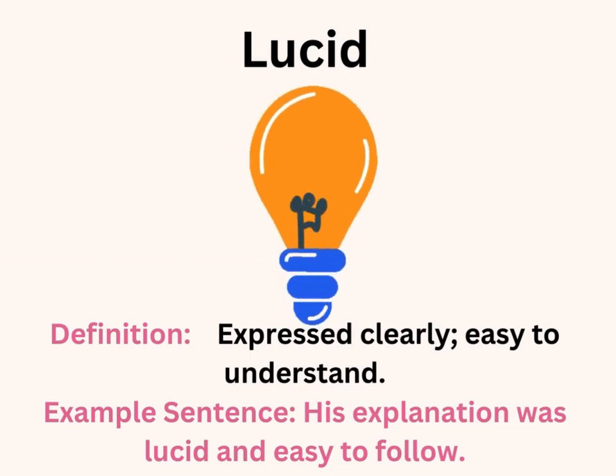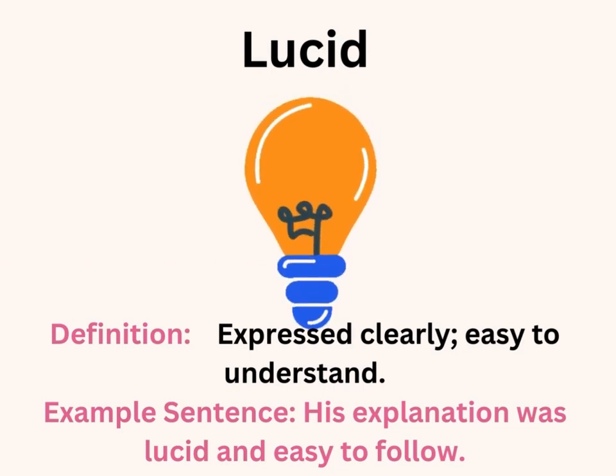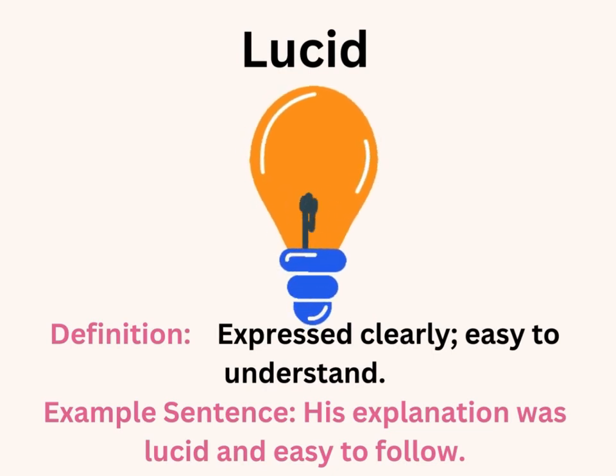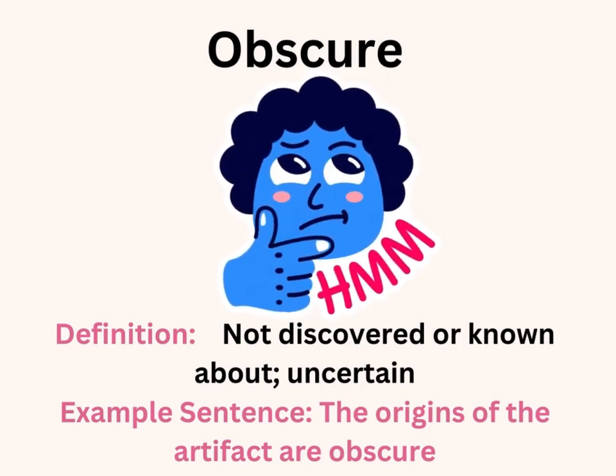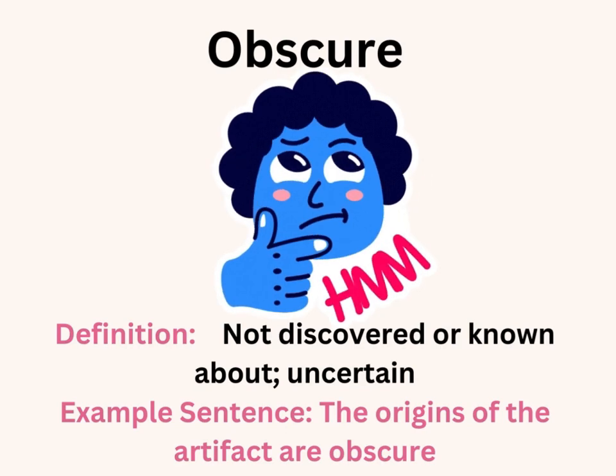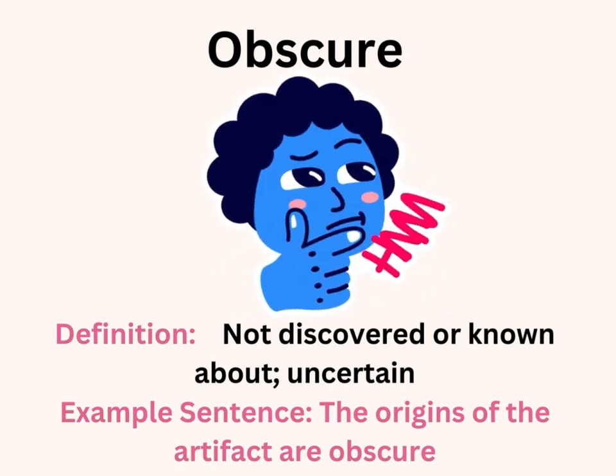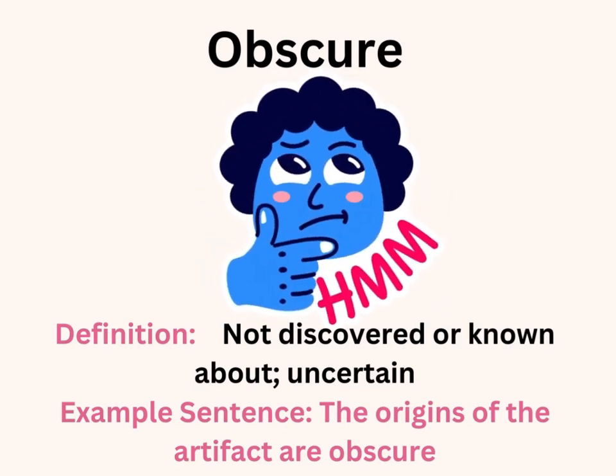Lucid. Definition: expressed clearly, easy to understand. Example sentence: his explanation was lucid and easy to follow. Obscure. Definition: not discovered or known about, uncertain. Example sentence: the origins of the artifact are obscure.